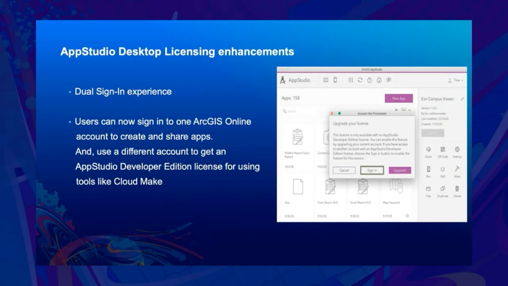We have added a new experience in AppStudio Desktop for licensing. You can now sign in with one ArcGIS Online account to create and share apps and use a different account to get an AppStudio Developer Edition license for accessing features like CloudMake. This enhancement provides greater flexibility to users who use different ArcGIS Online organizations to manage content.